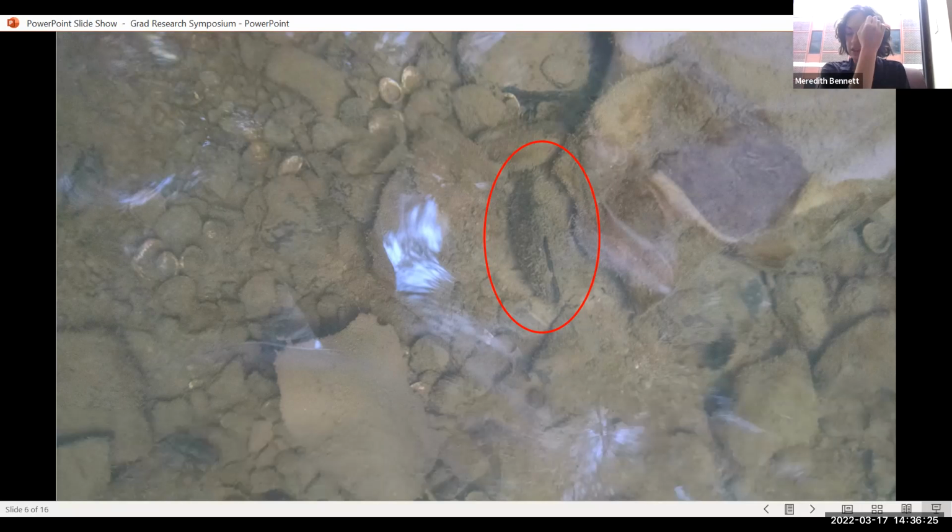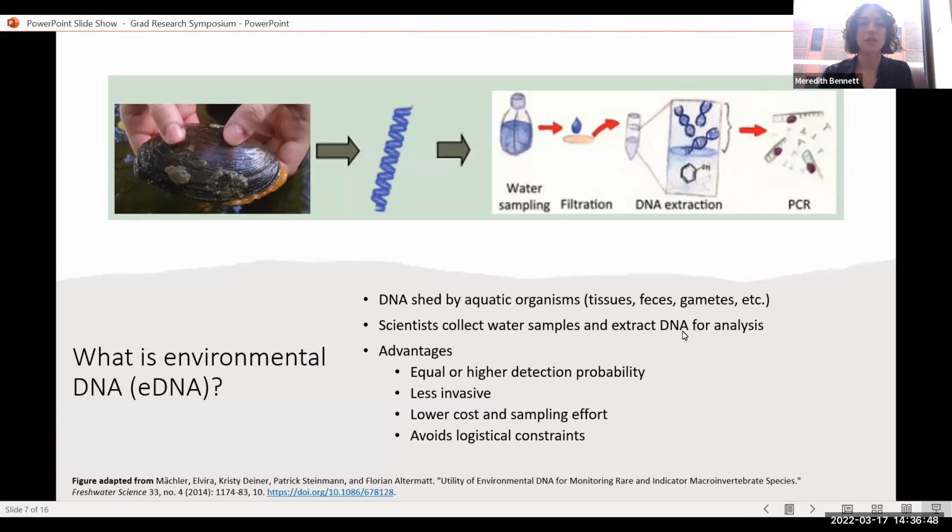In a study that was done by Cameron and Downing, they actually found statistically that in midsummer, around 18% of the mussels were completely buried, and in late fall, it increased to 60%. So whenever you're conducting a survey like this that relies on sight, there are a lot of mussels that you're not seeing at all. And so that's where eDNA can come in handy.